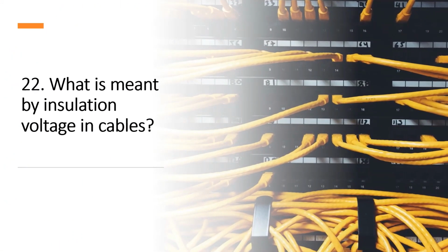What is meant by insulation voltage in cables? It is the property of a wire by which it can withstand the applied voltage without rupturing. It is known as the insulation level of the wire.